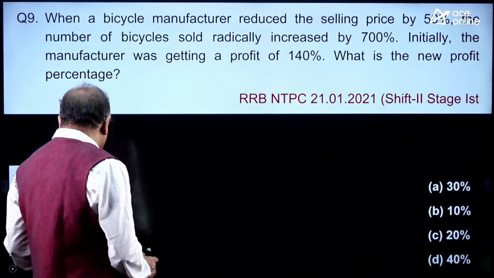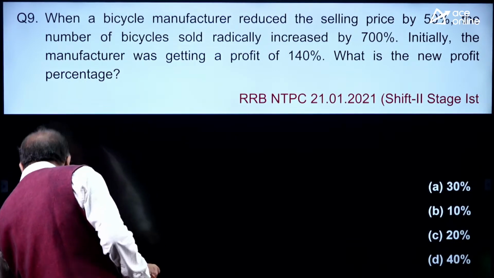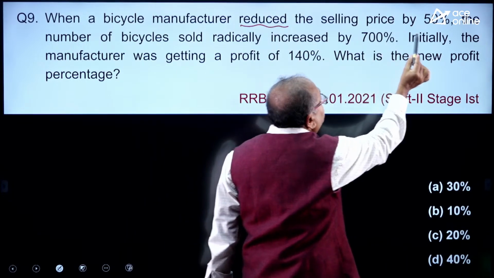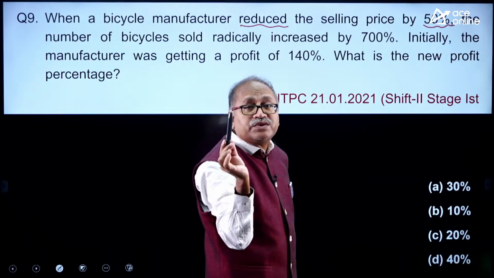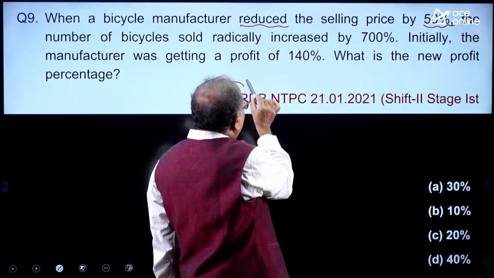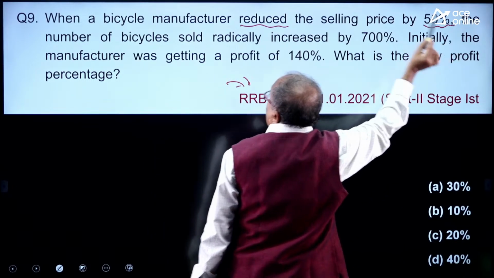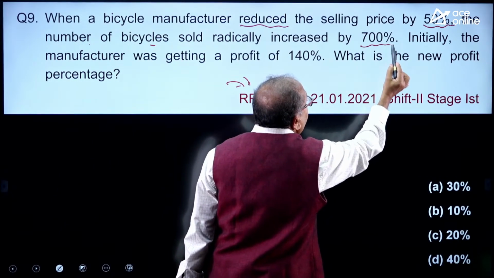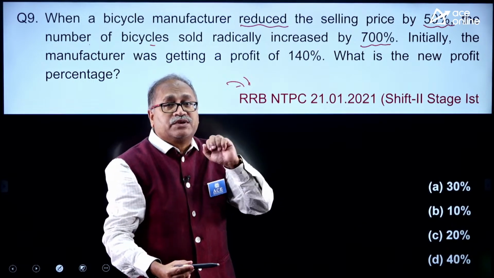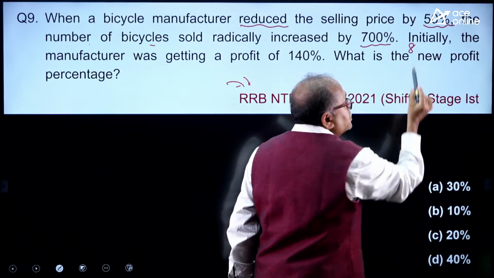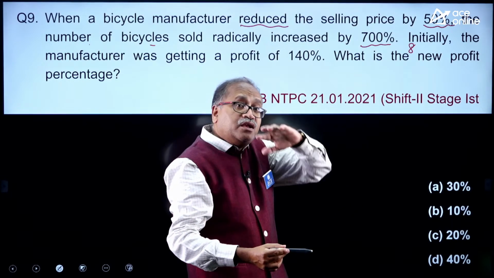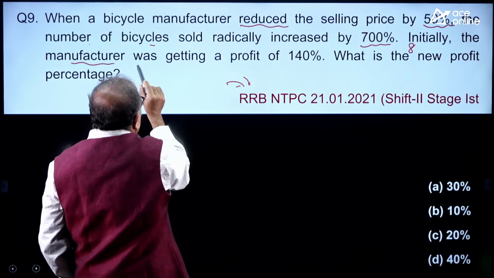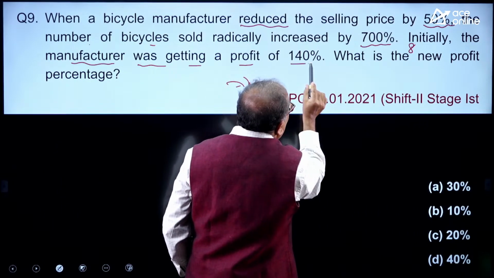Okay. Look at this part. When a bicycle manufacturer reduces the selling price by 50%, look at this one, this is an RRB NTPC question, the number of bicycles sold increased by 700%. That means it has become 8 times, 1 plus 7, 8 times the original sales. The manufacturer was getting a profit of 140%.